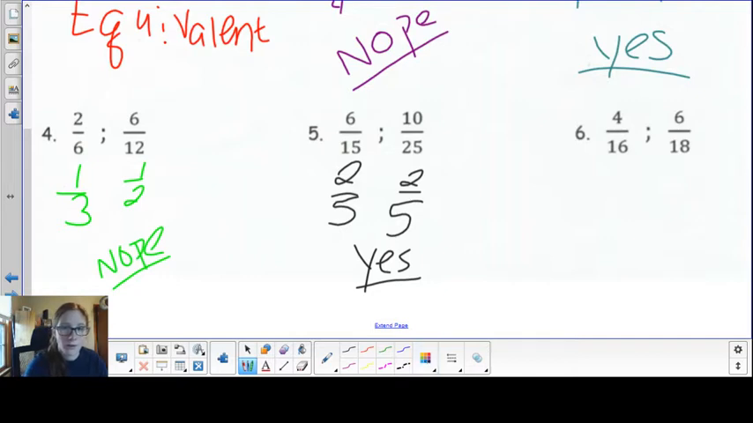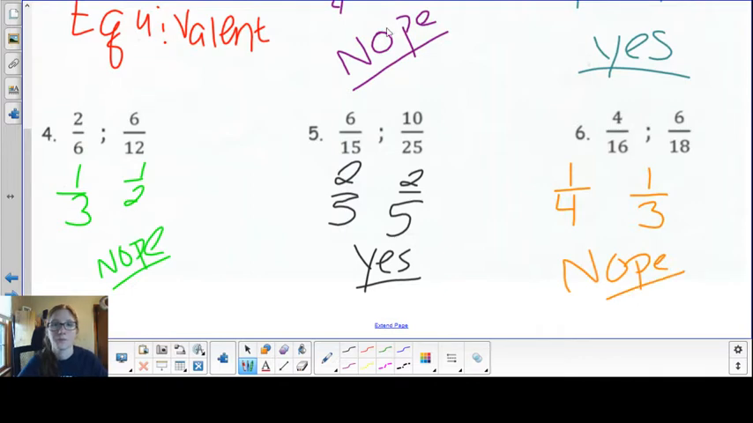That's not the color. I like this color better. 4 and 16 can both divide by 4, so I get 1 over 4. 6 and 18 can divide by 6, so that gives me 1 over 3. Nope, they are not equivalent.